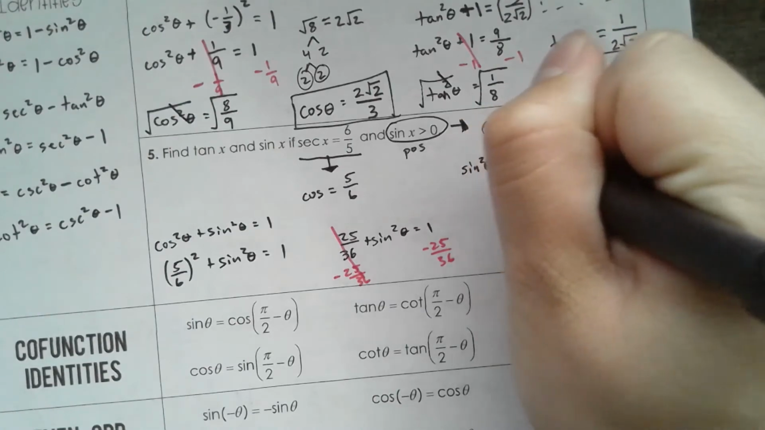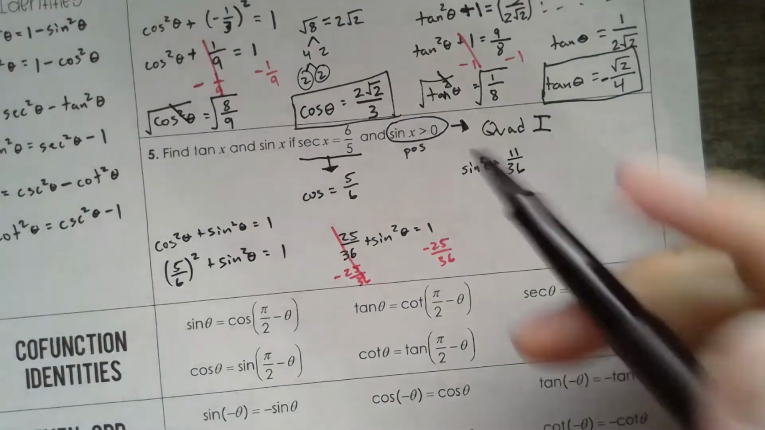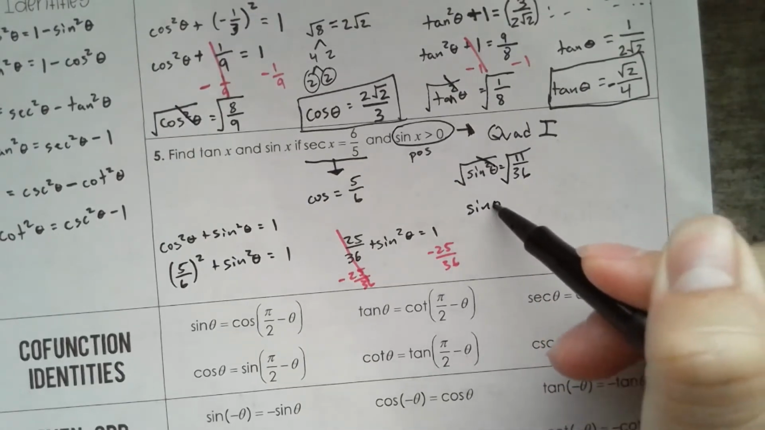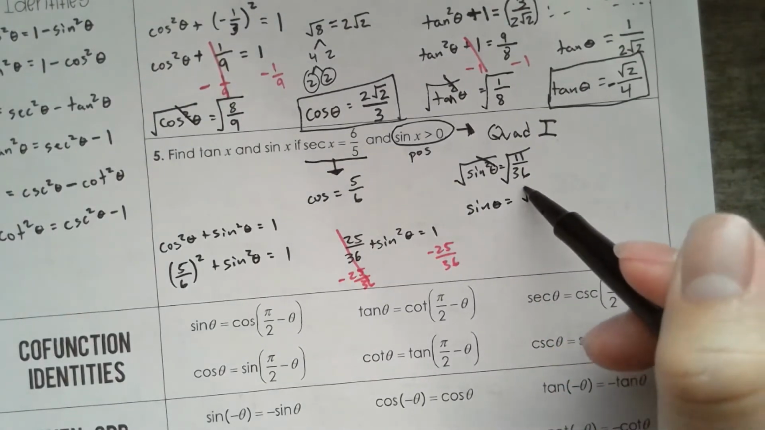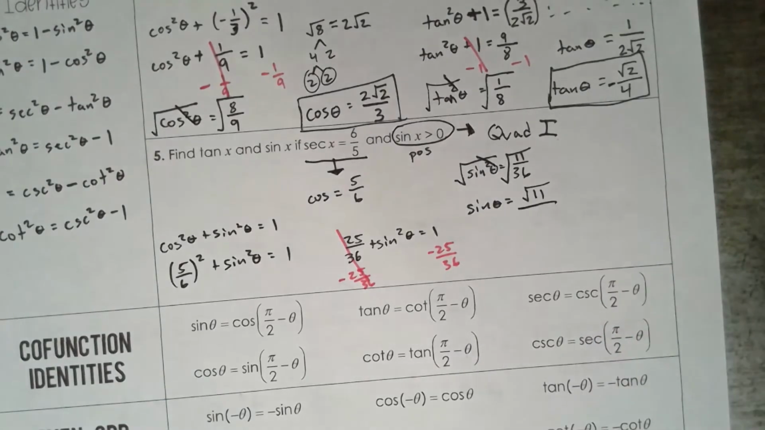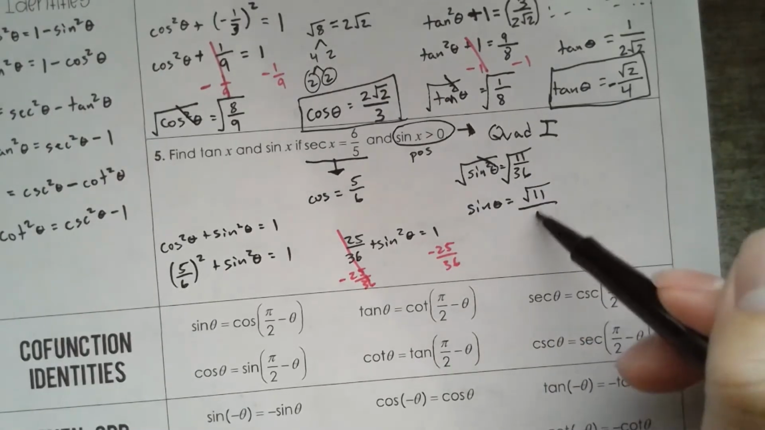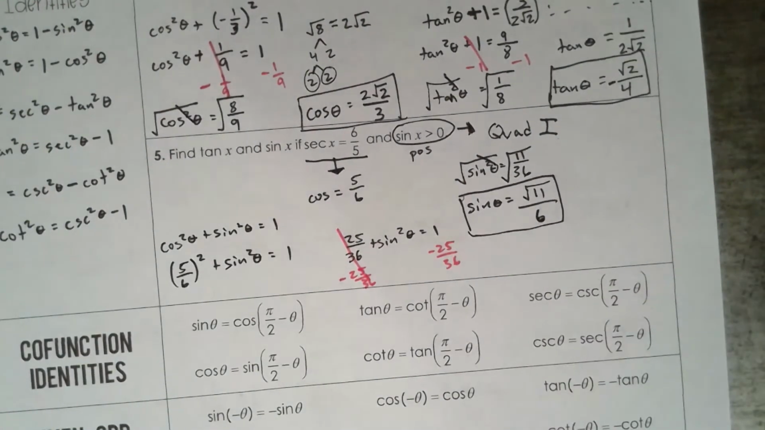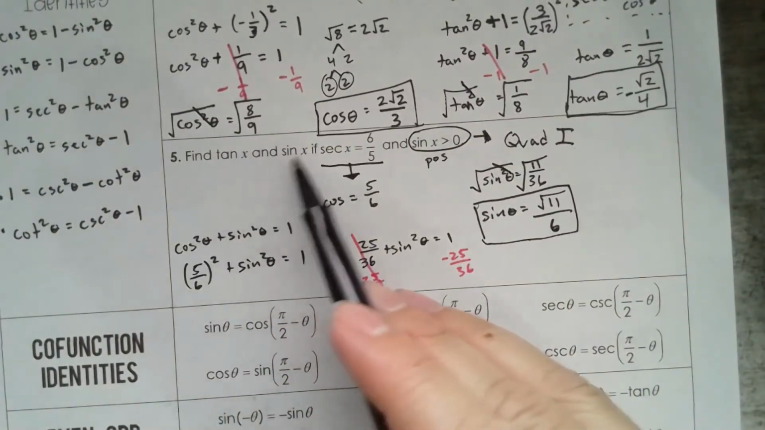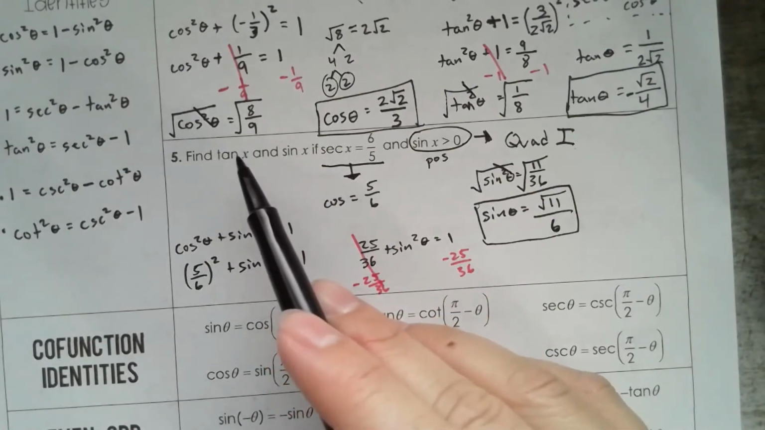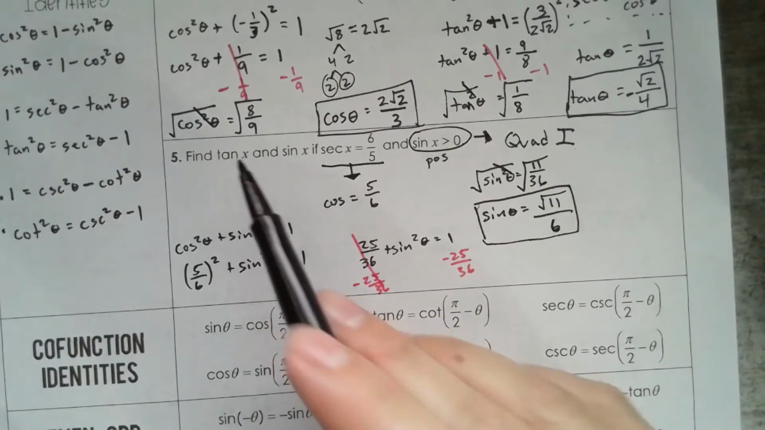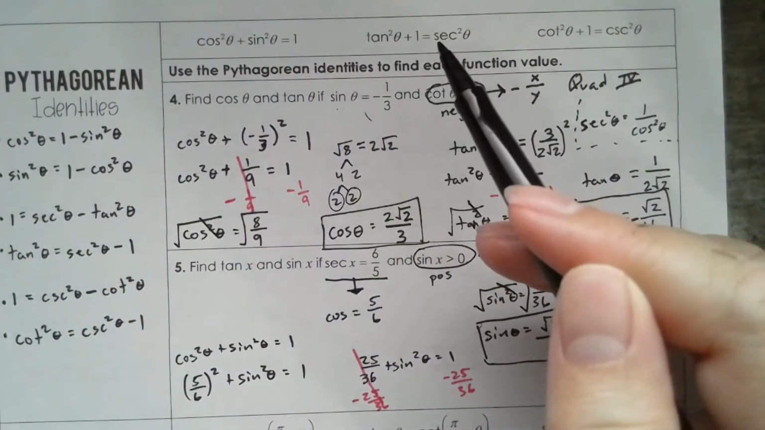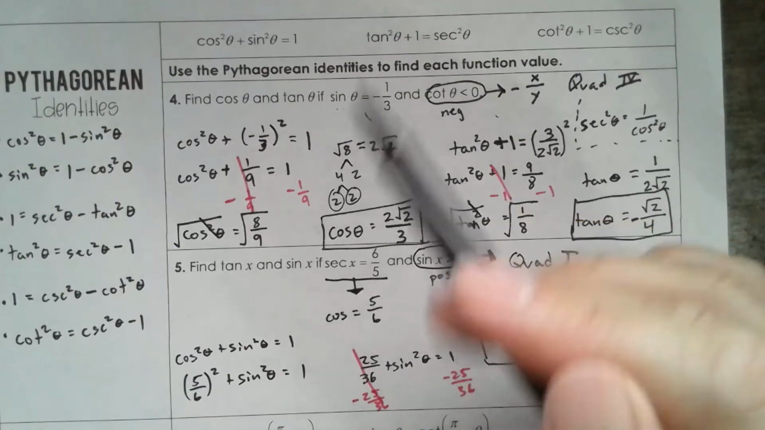Take the square root. Sine theta then is equal to square root 11 over 6. It's just square root 11, it doesn't simplify. Square root of 36, you're going to get 6. Cool. So that's sine theta with this one. So then I still have to find tangent of x. I'm going to use this one right here because I need to find tangent, and they gave me secant. It's this one right here. So then I'm just going to do that math.